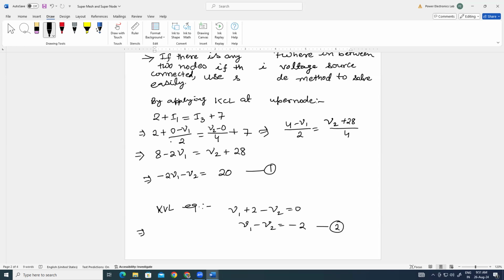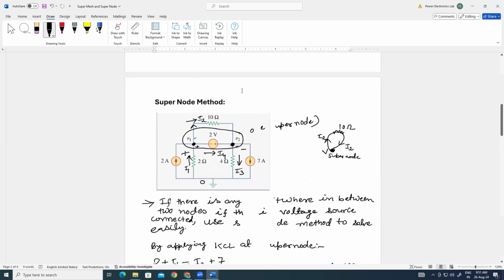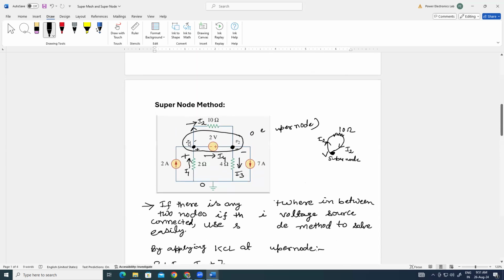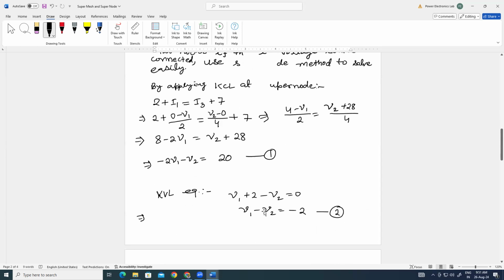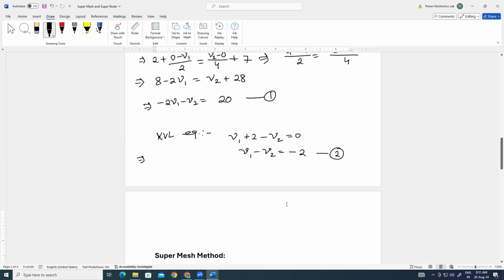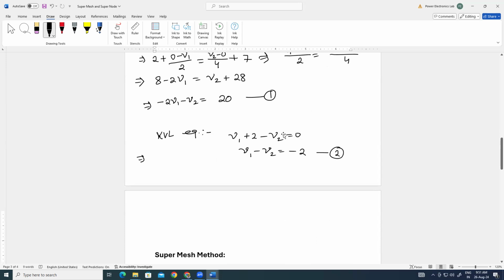Here we have written the equation by applying KVL in this super node. So V1 plus 2 minus V2 is equal to 0. It means V1 minus V2 is equal to minus 2. So now we have two equations and two variables, V1 and V2, so we can easily get the values of V1 and V2.